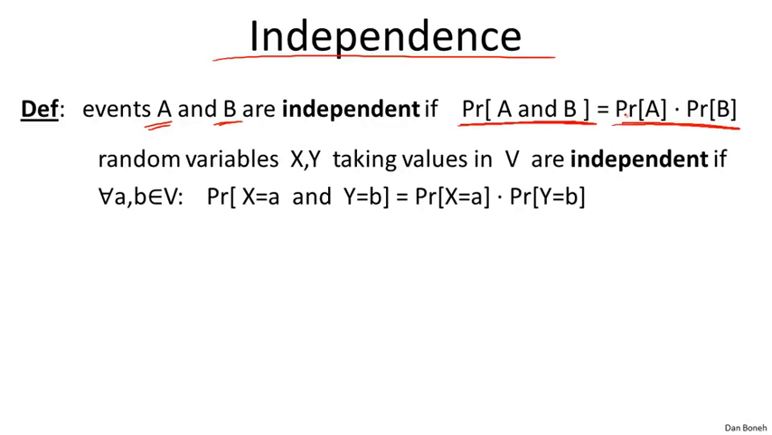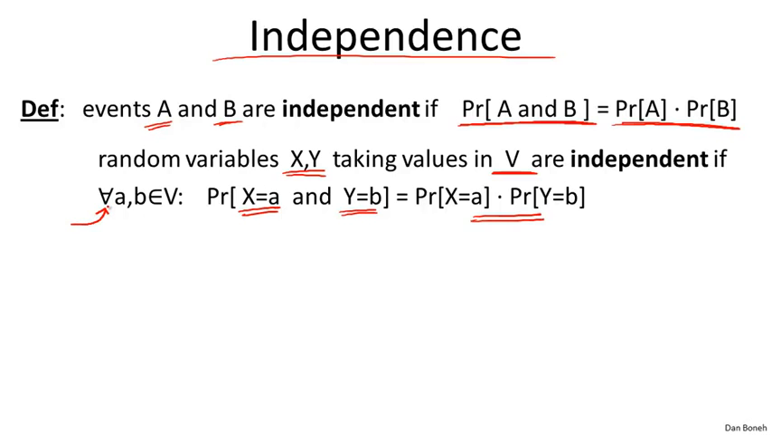As I said, if you want to read more about that, please take a look at the background material. Now, the same thing can be said for random variables. Suppose we have two random variables, X and Y, that take values in some set V. Then we say that these random variables are independent if the probability that X is equal to a and Y is equal to b is equal to the product of these two probabilities. Basically, what this means is even if you know that X is equal to a, that tells you nothing about the value of Y. And again, this needs to hold for all a and b in the space of values of these random variables.